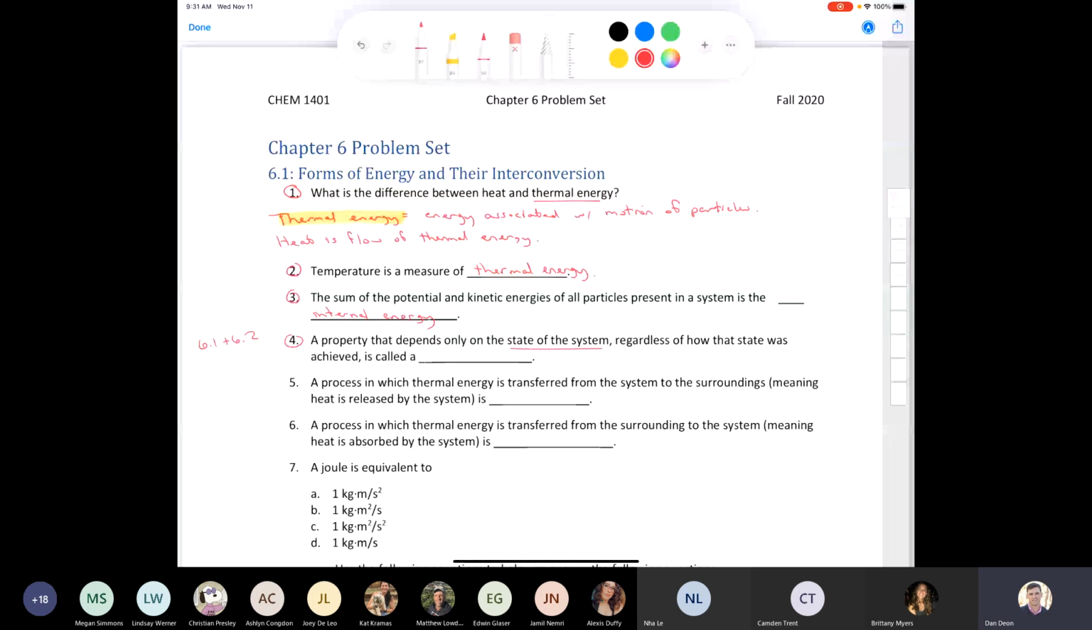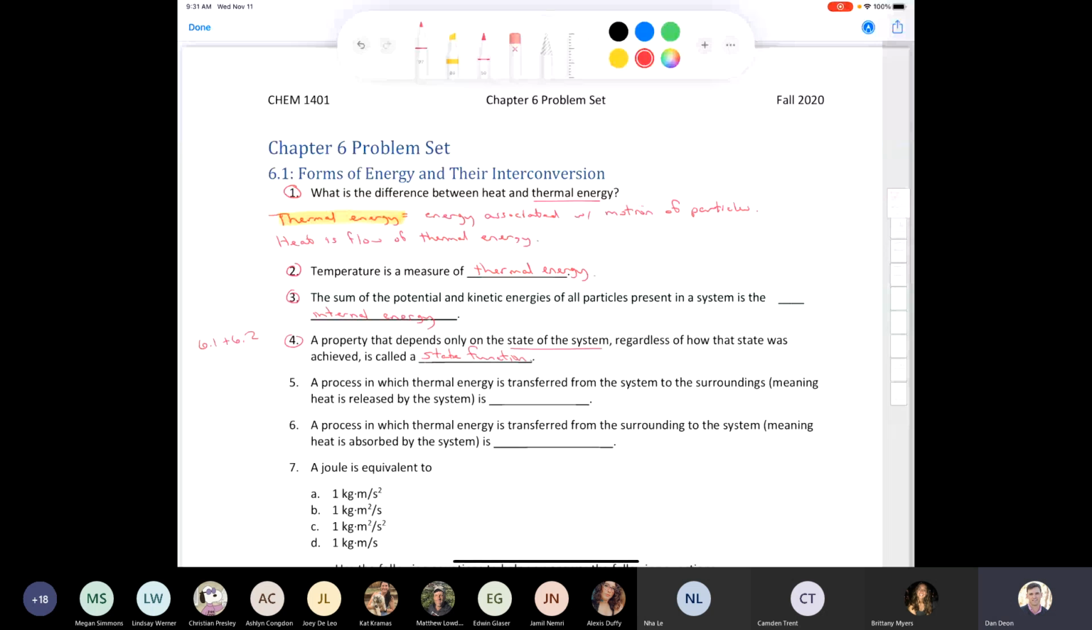Anybody tell me what that would be? No, it's not a phase state. Okay, so this is a definition that you all need to be fully aware of. This is in section 6.1 exactly. This is a state function.